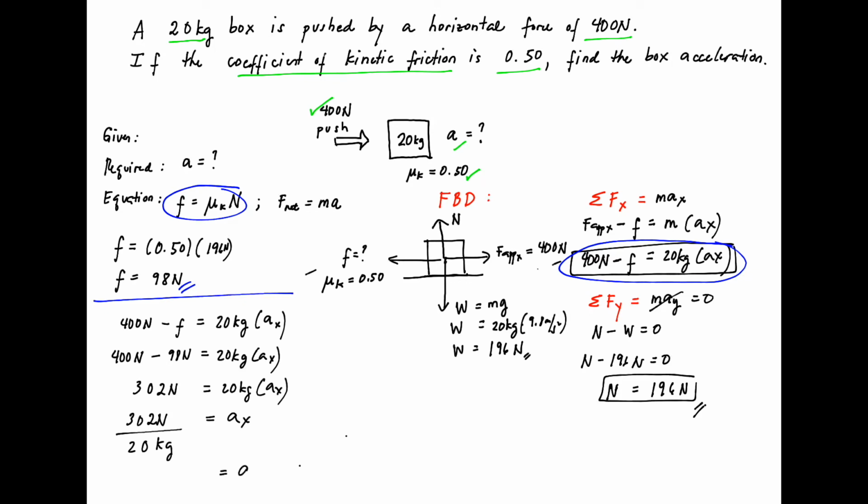And then therefore the value of our acceleration is 302 divided by 20. Let me press that in the calculator. And that is 15.1 meter per second square.